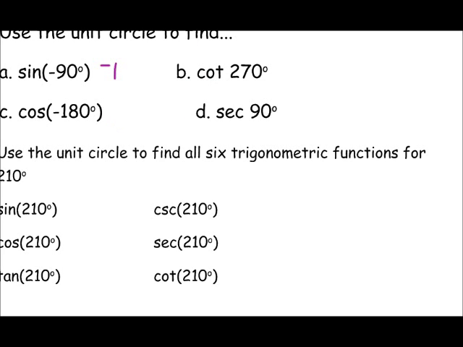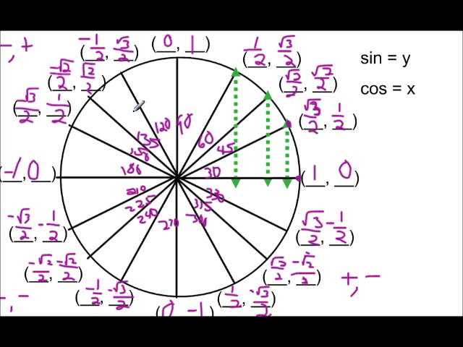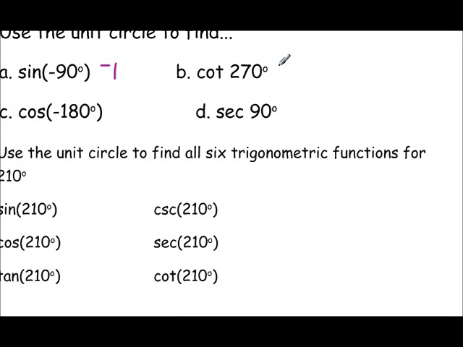Cotangent of 270 degrees. Well, here's 270 degrees. Now, cotangent takes a little more work. Cotangent is the same as cosine over sine. And if you need help proving that, work on it a little later, ask me in class. But it is, it's cosine over sine. Since cosine is my x value and sine is my y value, cotangent is going to be 0 over negative 1, or just 0.